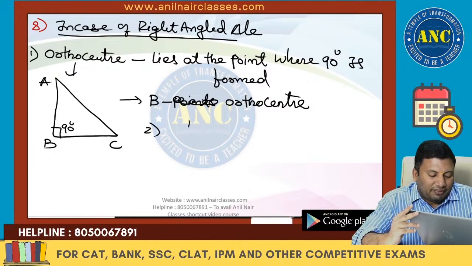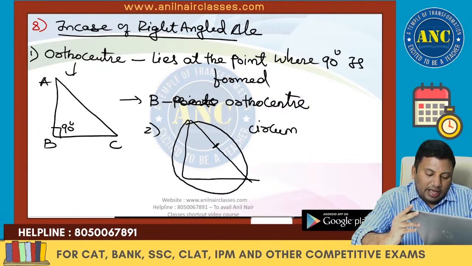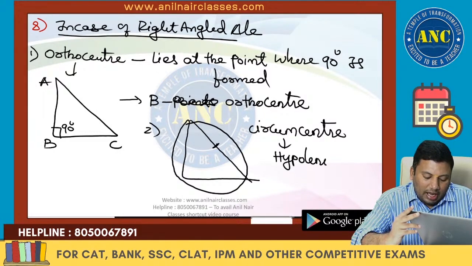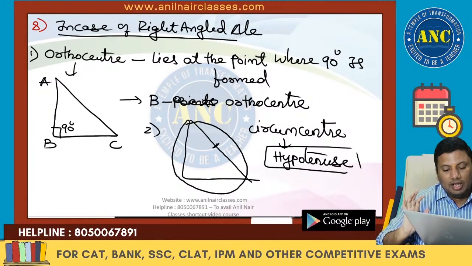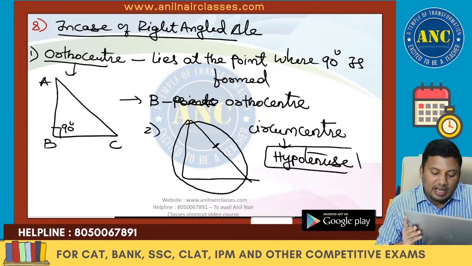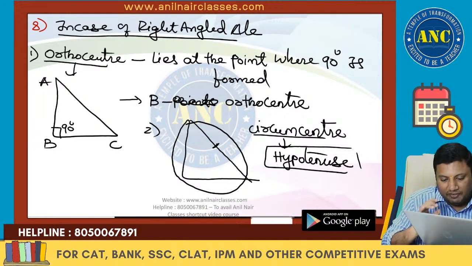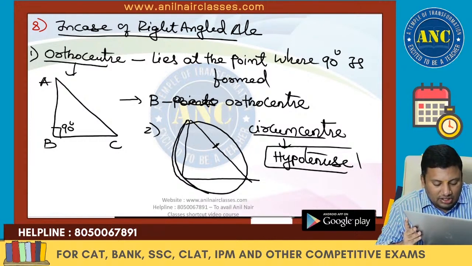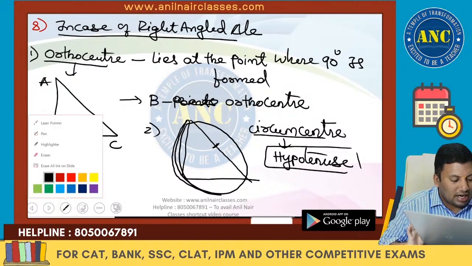Second point, suppose I take a circumcircle. The circumcenter lies on the hypotenuse. First point and second point, it is clear. Orthocenter is the point of intersection of altitudes, which make 90 degrees. Circumcenter is the point of intersection of perpendicular bisectors. It will touch the vertices. Orthocenter and circumcenter.